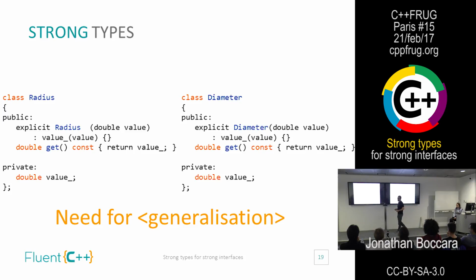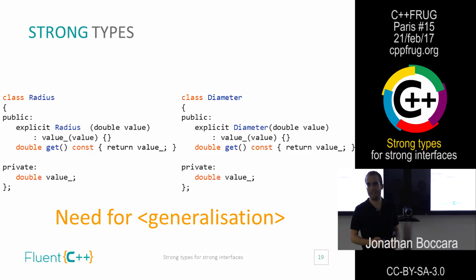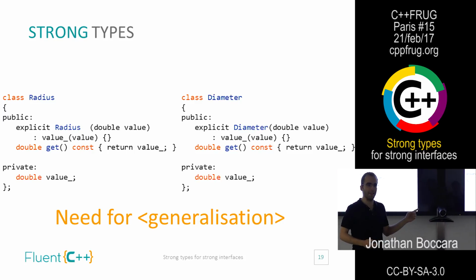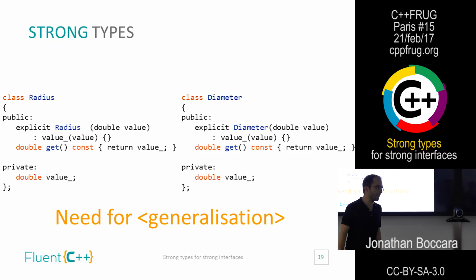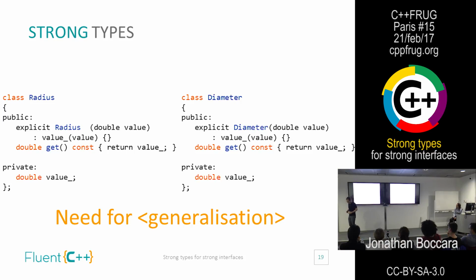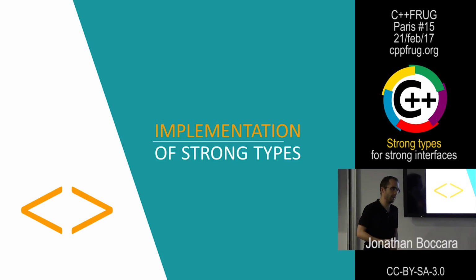Going back to the implementation of radius and diameter, there's something that's really striking in that slide, which is that these two classes look awfully similar. This screams for being generalized, and that's what we are going to do in implementing strong types.